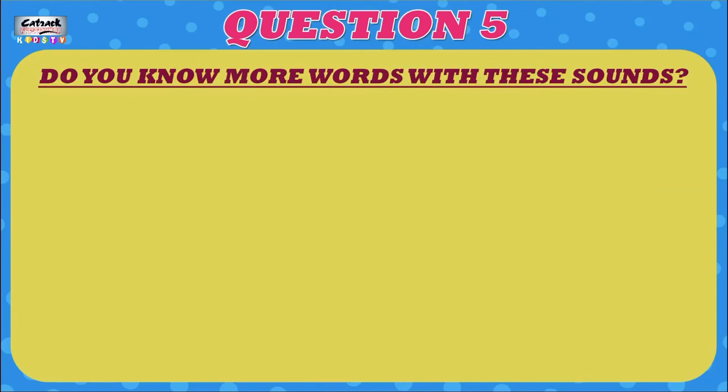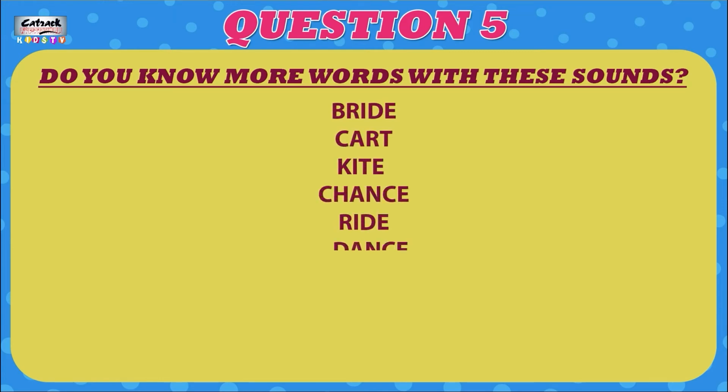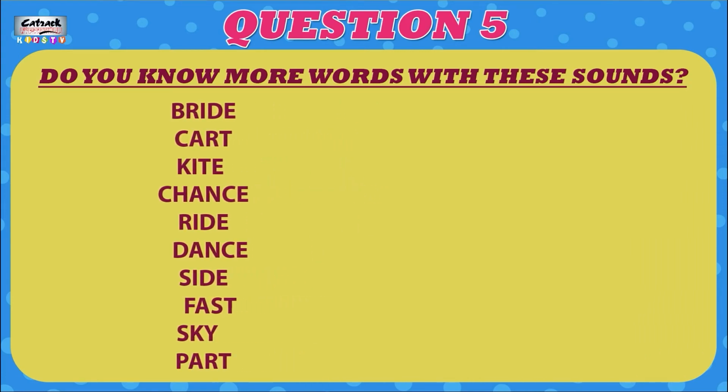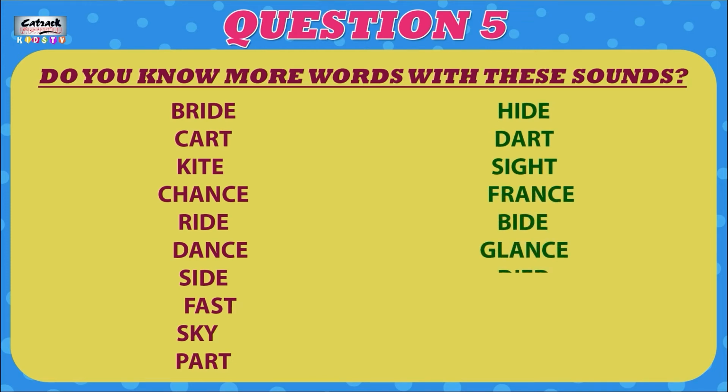Question 5. Do you know more words with these sounds? Bright, cart, kite, chance, ride, dance, sight, fast, sky, part. Answer. Yes, I know more words with these sounds. They are height, dart, sight, France, bite, glance, diet, cast, cry, heart.